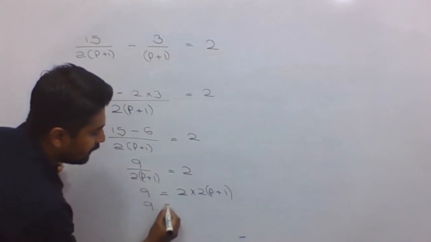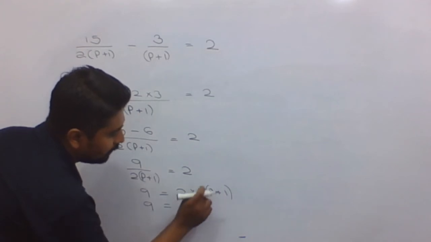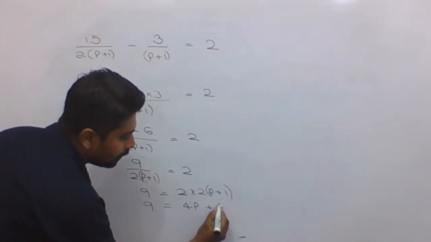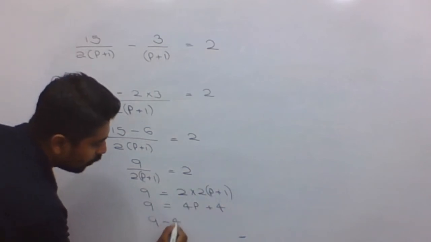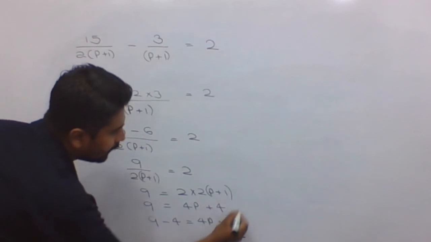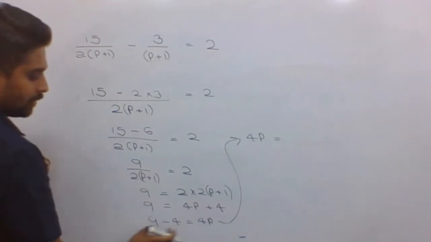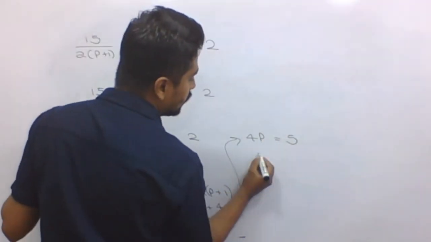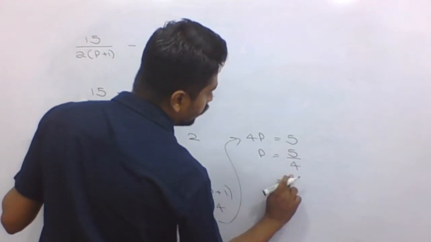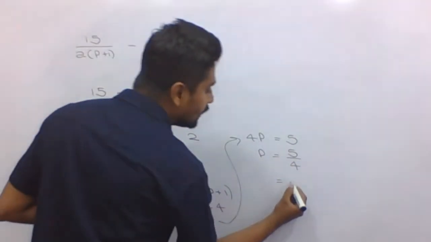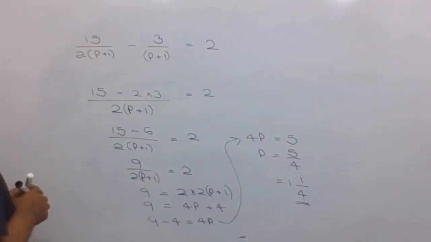Now 9 equals 2 into 2p, 2 into 2p is 4p, 2 into 1 is 2. Then plus 4. Now bring 4 to this side. 9 minus 4 equals what? 4p. So what is 4p equal to? 9 minus 4, 5. So then p equals what? 5 divided by 4. So 1, and you now know how to write it as a mixed number, 1 and 1 over 4.